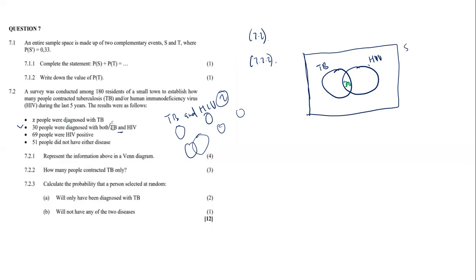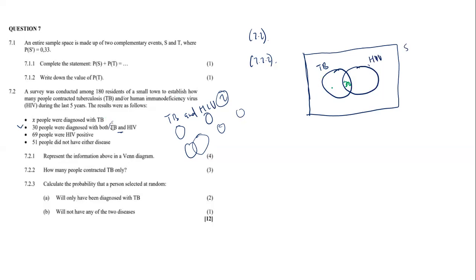Now, let us fill in the remaining information. X people were diagnosed with TB. When they say X people, they refer to this whole circle over here. We do not care whether they have TB only or TB and HIV. As long as they have TB, they fall within this circle.